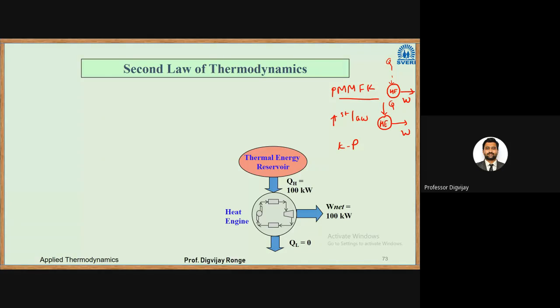No machine can have 100% efficiency. Some part of it has to be rejected to the sink. So a heat engine should be like this: QH is supplied, some amount of work is done, and some amount of heat is rejected to the sink. So this is the chronology: PMM-FK, then the first law, and then the Kelvin-Planck statement.